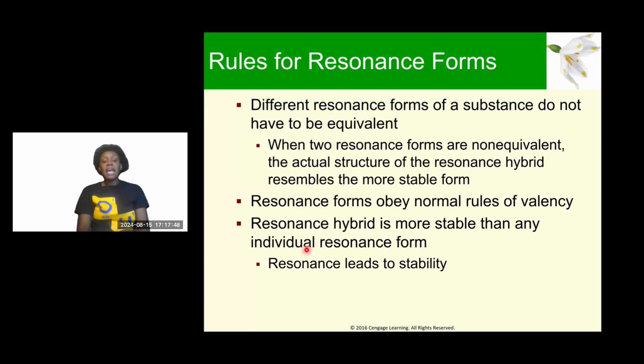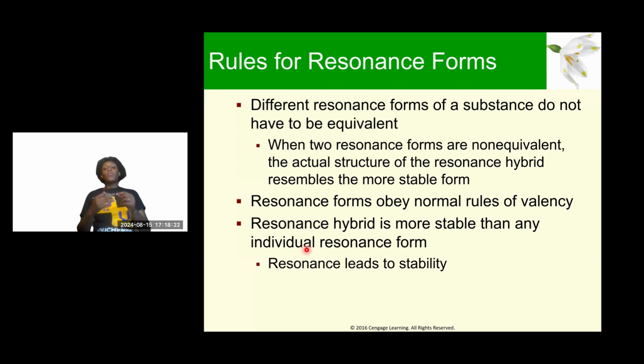All right. Now, with that being said, different resonance forms of a substance do not have to be equivalent. Sometimes 2 resonance forms are non-equivalent. The actual structure of the resonance hybrid resembles the more stable form. And so when you have resonance structures and it's not really balanced, they're not equivalent, one may favor the other. And so the actual true hybrid is probably going to resemble more of a stable form. And so that is important to definitely note.